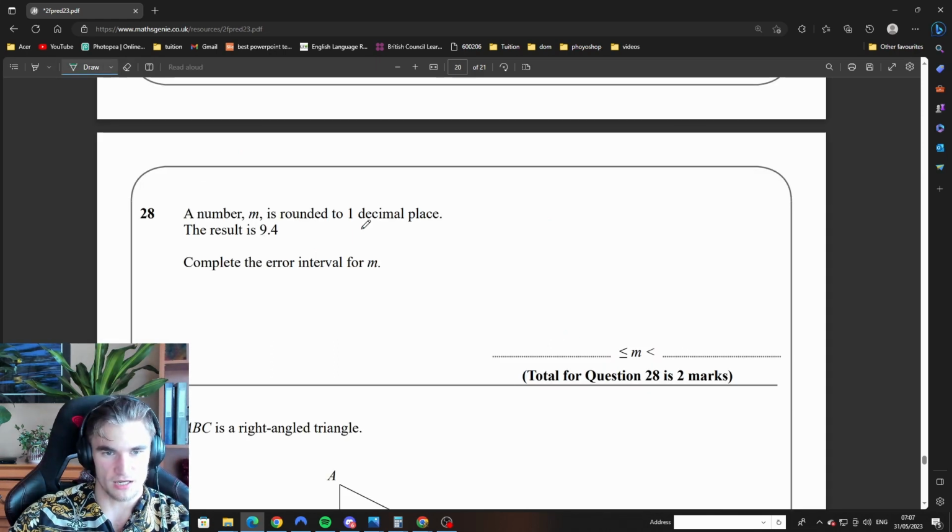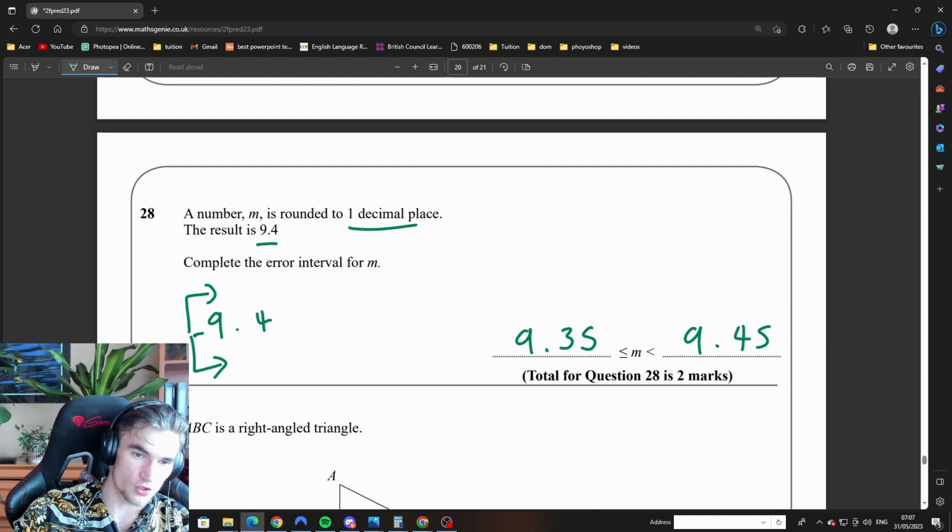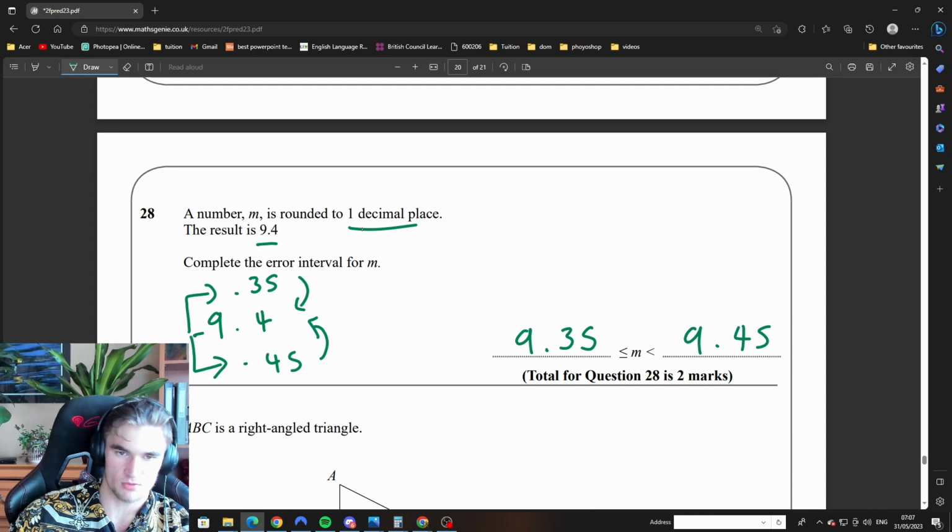That one is easy. A number m is rounded to one decimal place. The result is 9.4. Complete the error interval for m. So it's just going to be 9.35 and 9.45. So it could have been 9.35 and got rounded to this, or it could have been 9.45 and got rounded to that. You see that? So that's the lower bound, that's the upper bound.